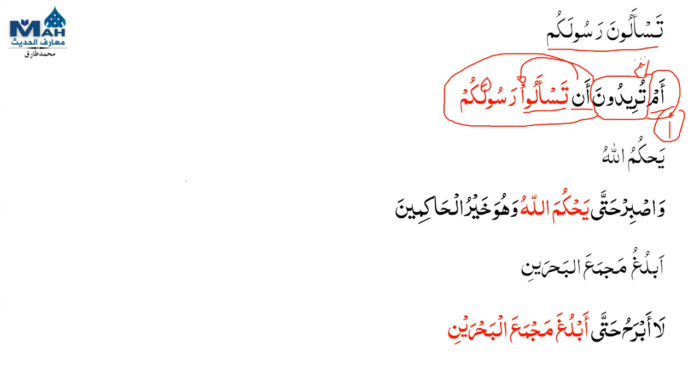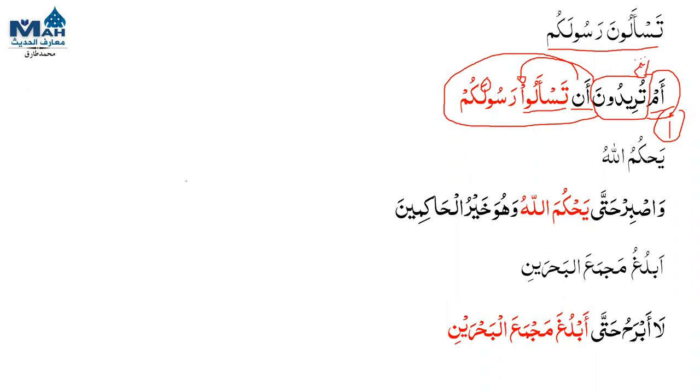And just now, sir told you that after hatta, an is hidden. Hatta does not bring any change in the mudari. But the an which is hidden, which we don't see, takes the mudari into the nasab form. Am I clear? Did you get me? Are you with me, dear? Okay, now do it. Hatta yahkum Allahu.